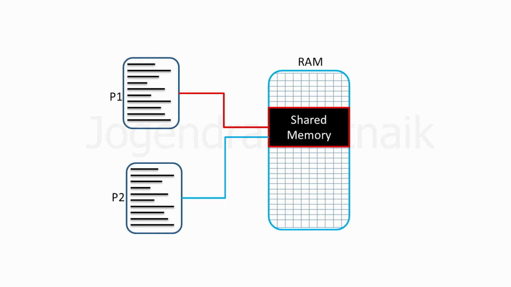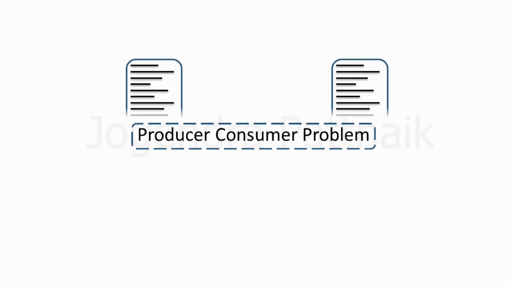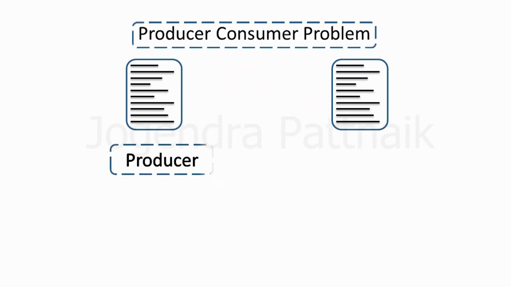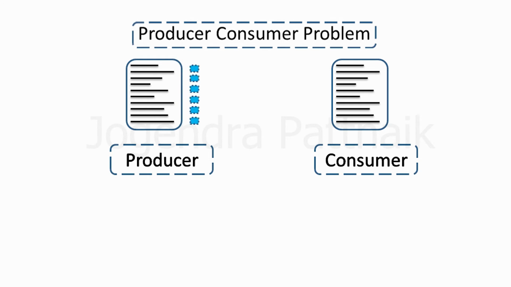Let's consider the producer-consumer problem to illustrate the concept of cooperating processes, which is a common paradigm for cooperating processes. A producer process produces information that is consumed by a consumer process. For example, a compiler may produce assembly code which is consumed by an assembler. The assembler in turn may produce object modules which are consumed by the loader.